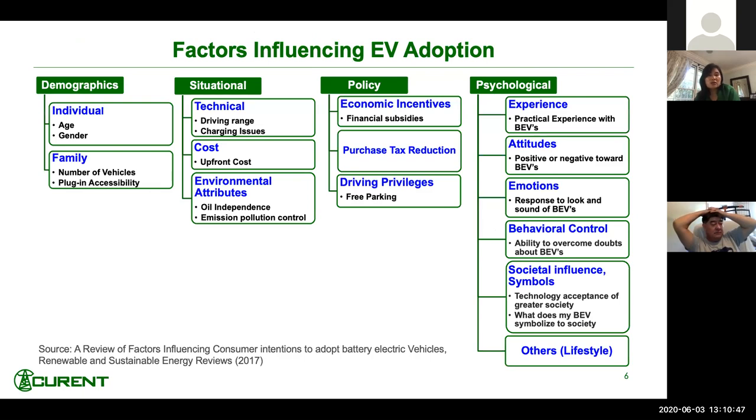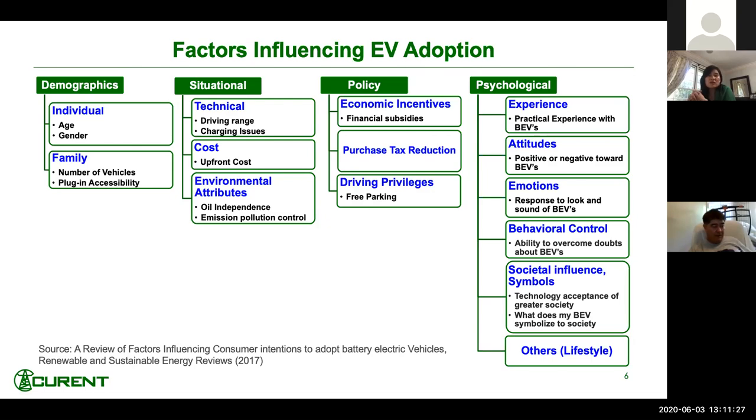And so we are interested in looking at multiple factors that influence EV adoption. So there are demographic factors, situational factors, for example, the driving range, the charging issues, the upfront cost, environmental issues, policy, do you have a good incentive program to encourage people to adopt, and tax rebates, and also do you have free parking? Like for example, in downtown Market Square, the parking lot has special parking for EV drivers. So that might encourage people to adopt.